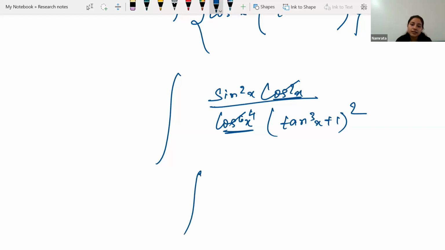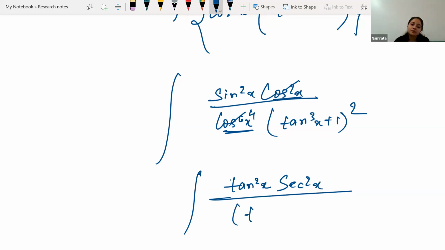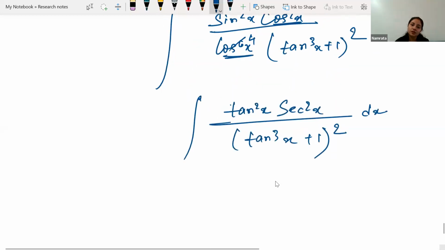So sin²x by cos²x, taken together, that is tan²x, we can write in the numerator, and 1 by cos²x is left, that means sec²x we can write. Let me know whether this step is clear to you or not. Directly I have written it after just doing the cancellation and everything. Yes, ma'am. Okay, let's move ahead.